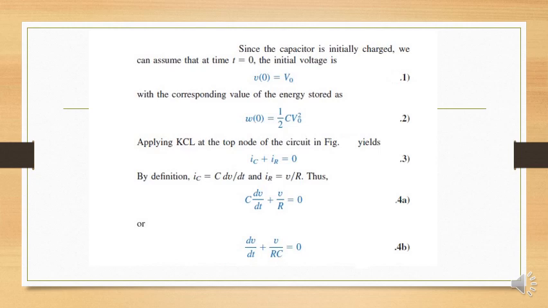As we already know, the capacitor was initially charged. So we can assume that at time t equal to 0, when we start analyzing the circuit, the initial voltage V(0) is V naught. What is V naught? V naught is the energy stored in our circuit previously, as we have assumed that a DC source was connected to the circuit and suddenly we disconnect that source. The initial charge stored in our circuit is V naught.